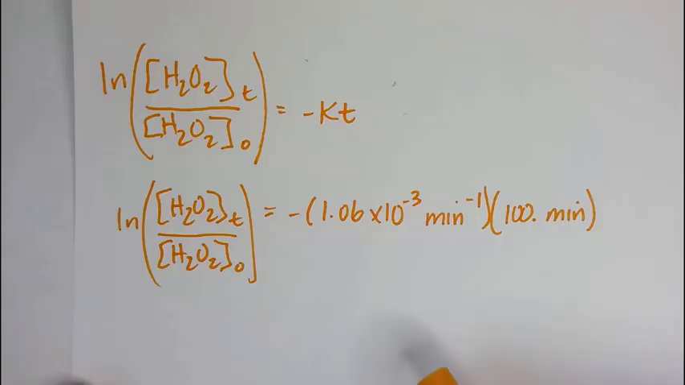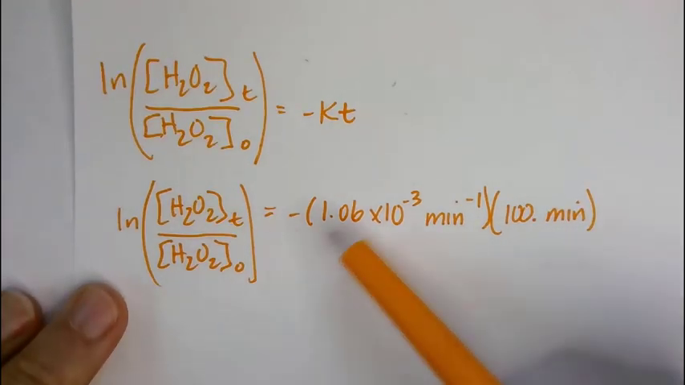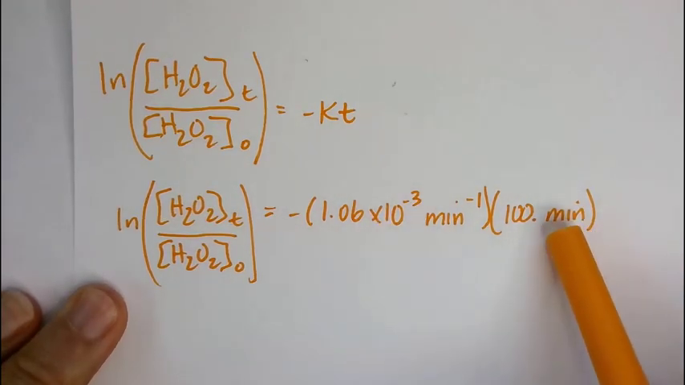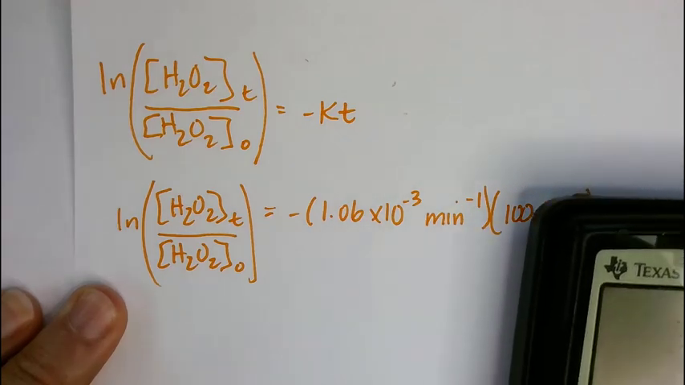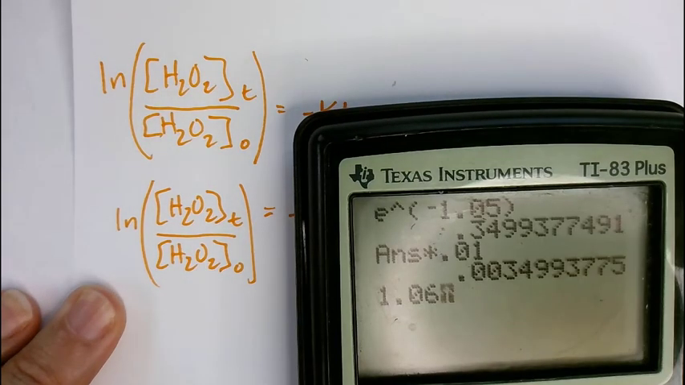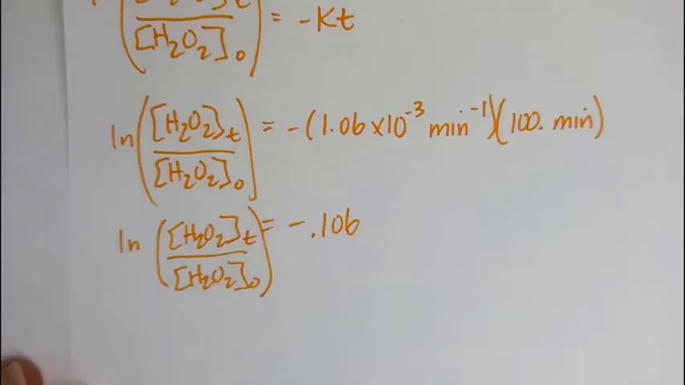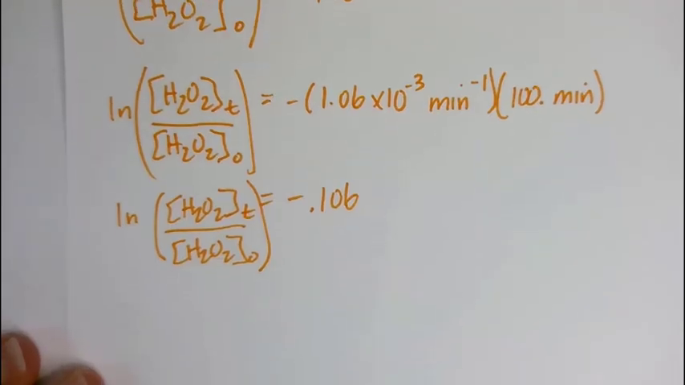Let's set it up. All right, I set up our first order integrated rate law. I plugged in our K and our T. So I'm going to simplify the right side here and do our 1.06 times 10 to the negative 3 times that by 100. And we know we need to take the negative of that. So negative 0.106. But our question wants the fraction.